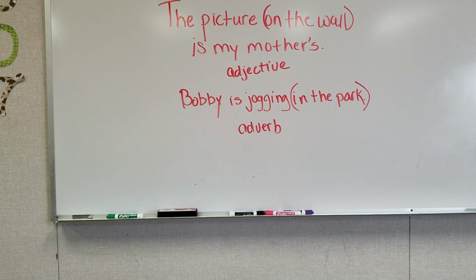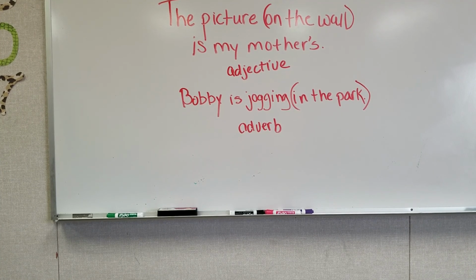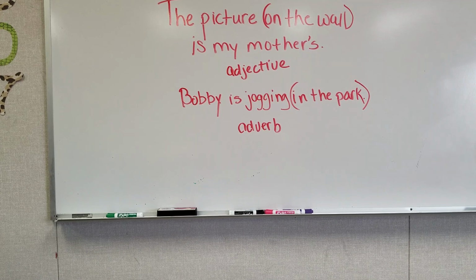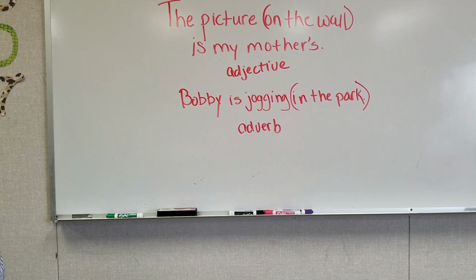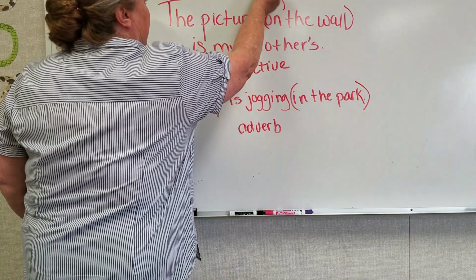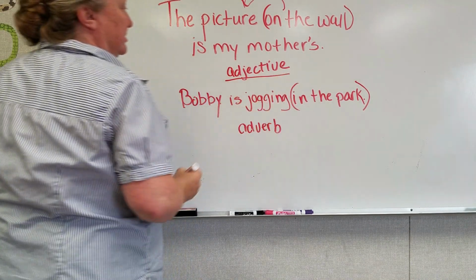Now here we have two sentences with a prepositional phrase in them. Prepositional phrases act in the sentence as either an adjective, modifying a noun like a single adjective does, or as an adverb, telling how, when, where, and why something in the sentence happens. The first sentence is an example of an adjective prepositional phrase. The picture on the wall is my mother. Obviously it's describing what picture, modifying the noun. So that makes it an adjective prepositional phrase.